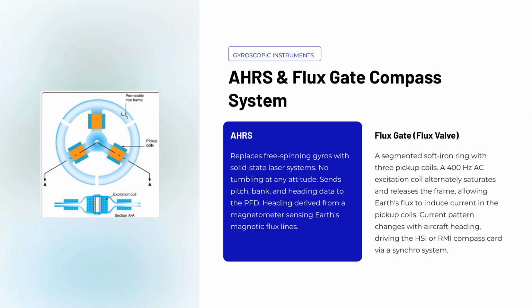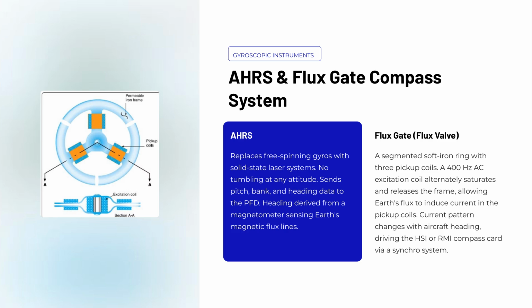The AHRS sends pitch, bank, and heading information directly to the primary flight display. Heading information specifically comes from an internal magnetometer, which senses the Earth's magnetic flux lines to determine direction. Working alongside the AHRS is the flux gate, sometimes called a flux valve.